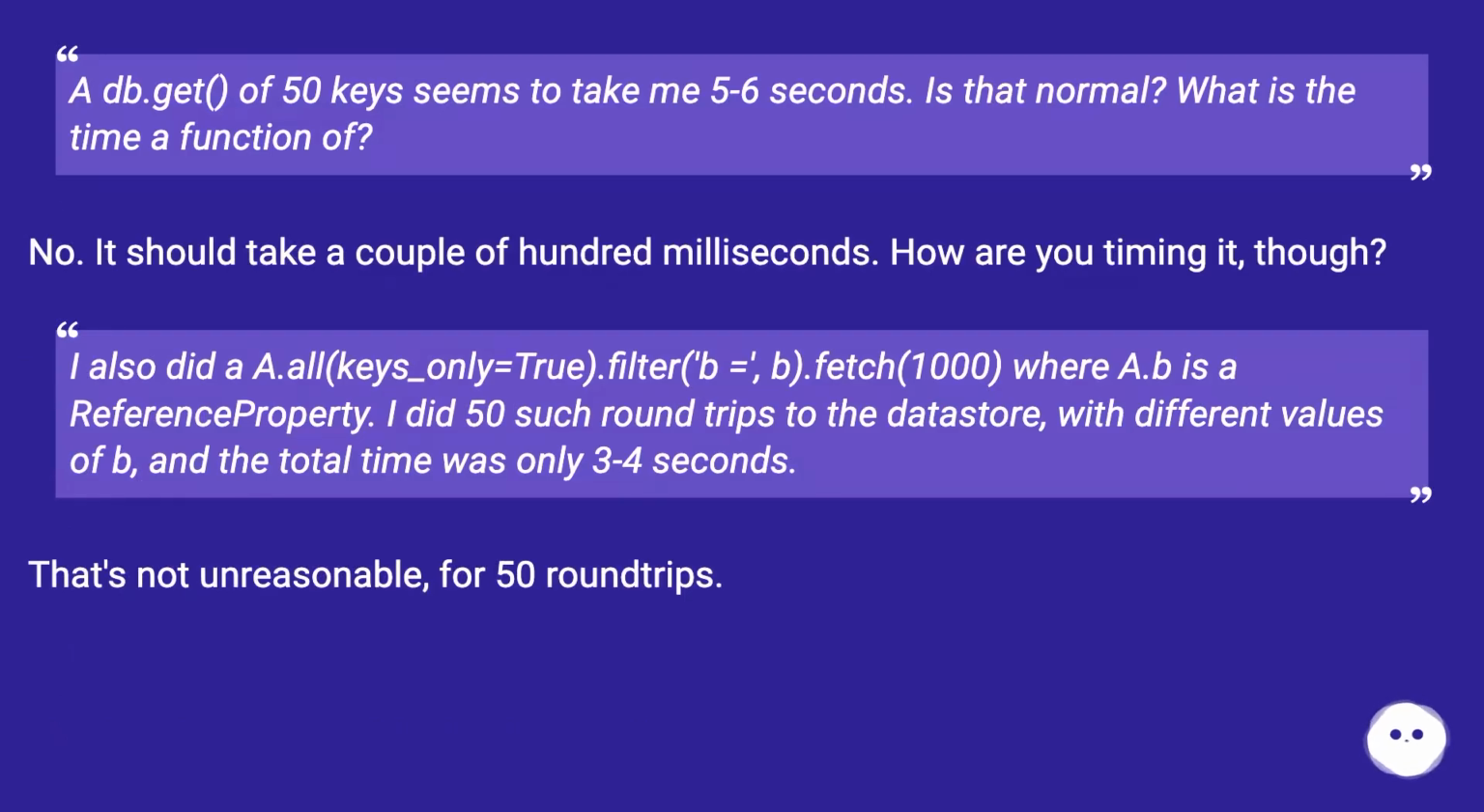A db.get of 50 keys seems to take me 5 to 6 seconds. Is that normal? What is the time a function of? No, it should take a couple of 100 milliseconds. How are you timing it though?